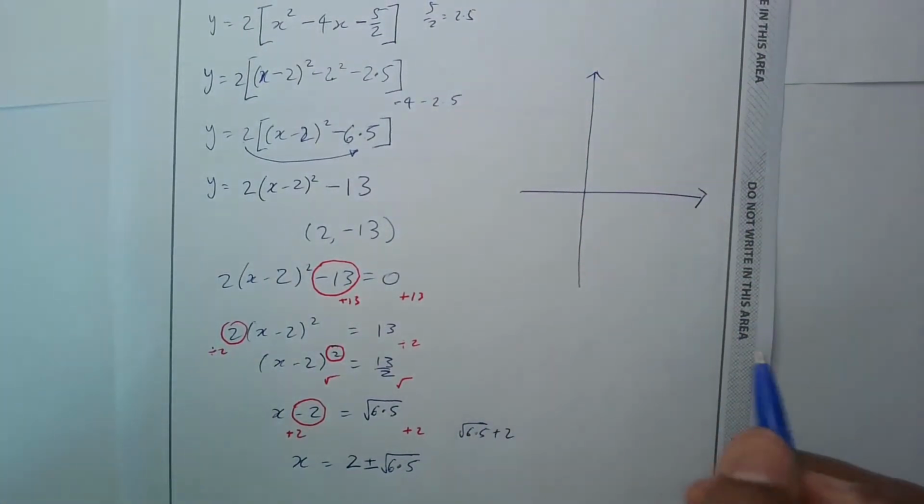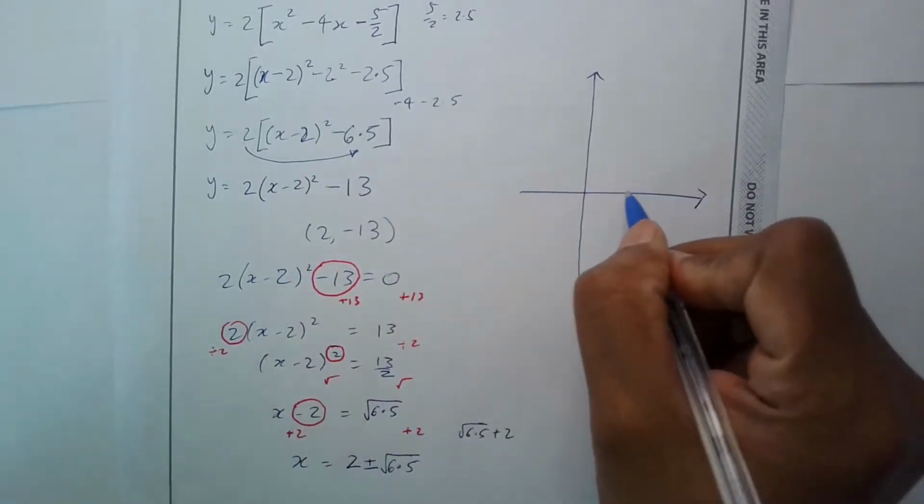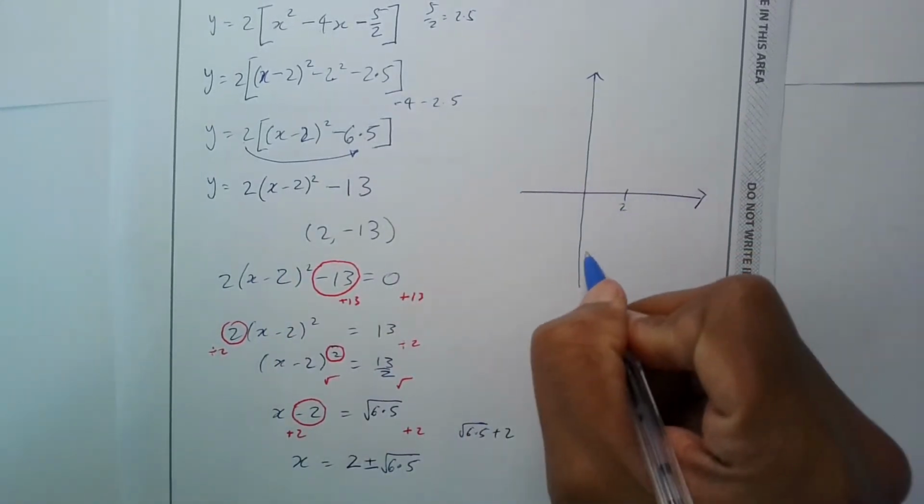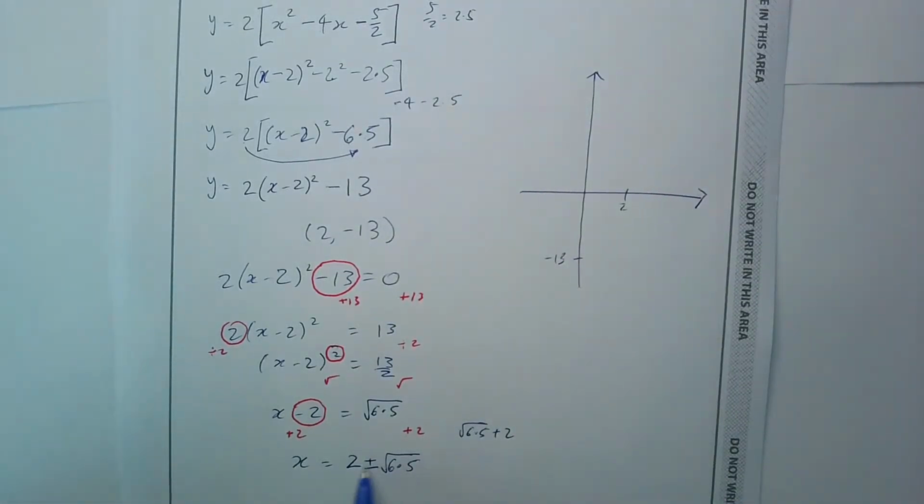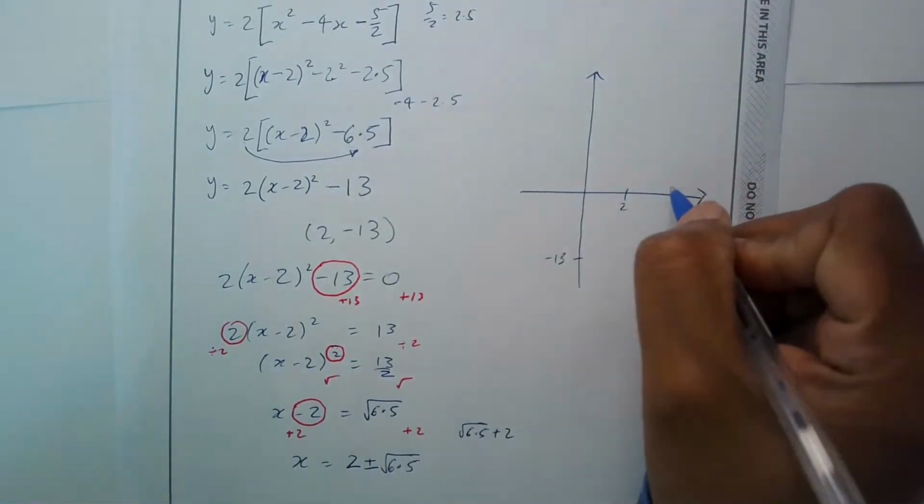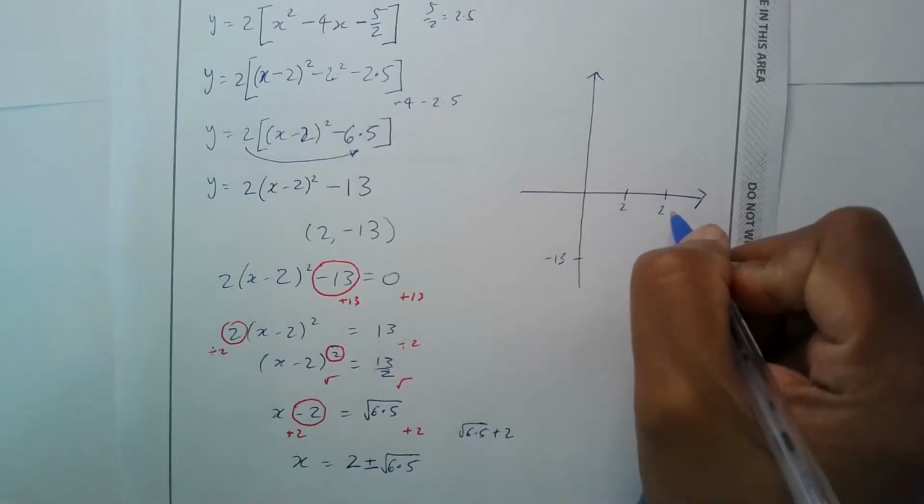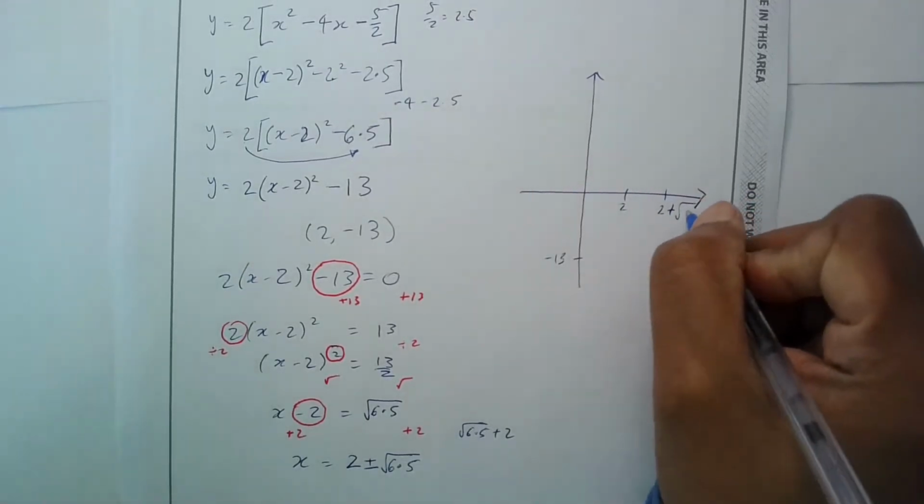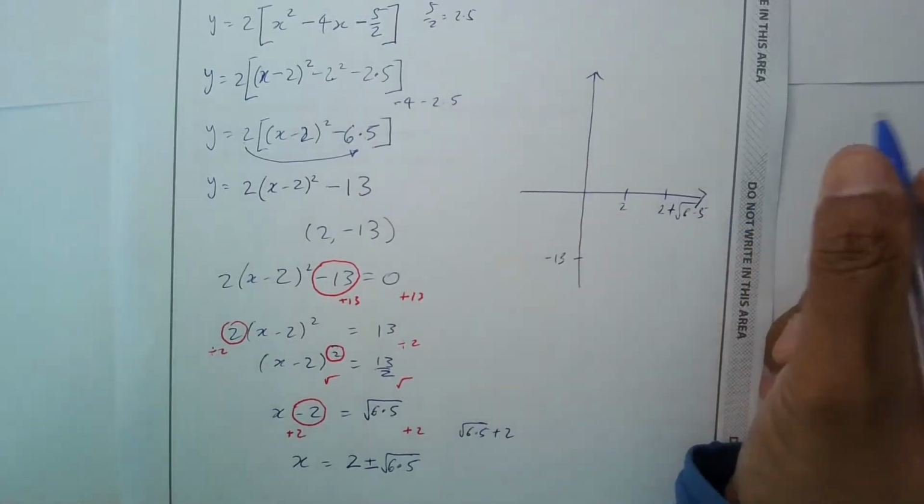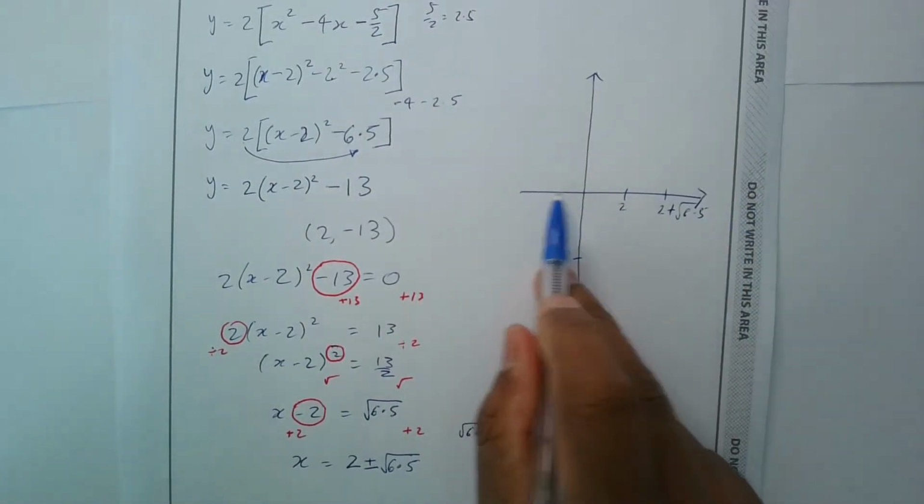So I am going to have from before (2, -13), minus 13. Now the thing here is how far to the left am I going to go? So I'm going to have 2 plus root 6.5. Is this going to be on the negative or not?